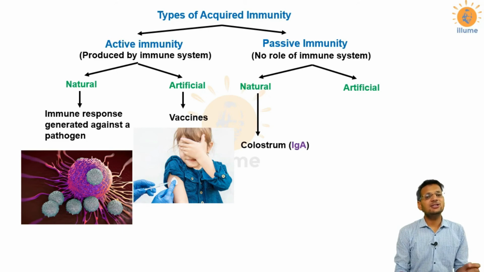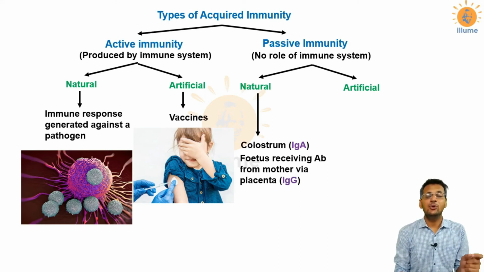Now the infant that is getting the colostrum from the mother, the body of the infant is doing nothing. The body is not actively participating. It is the IgA that is gifted with colostrum by the mother. That's why it is passive immunity. And the other example is the IgG, which is received by the fetus from the mother. In that case also IgG, immunoglobulin G, a type of antibody, is being gifted by the mother to the fetus. That's why it would again be an example of passive immunity.